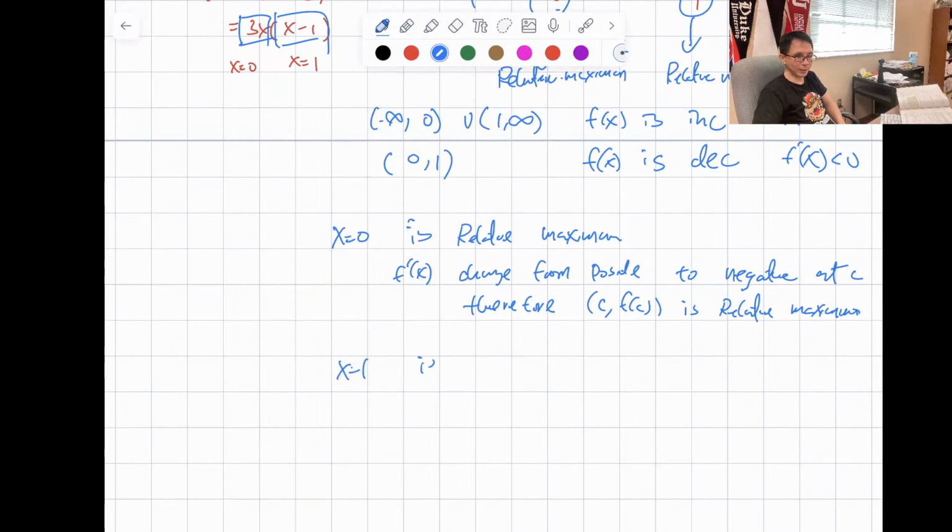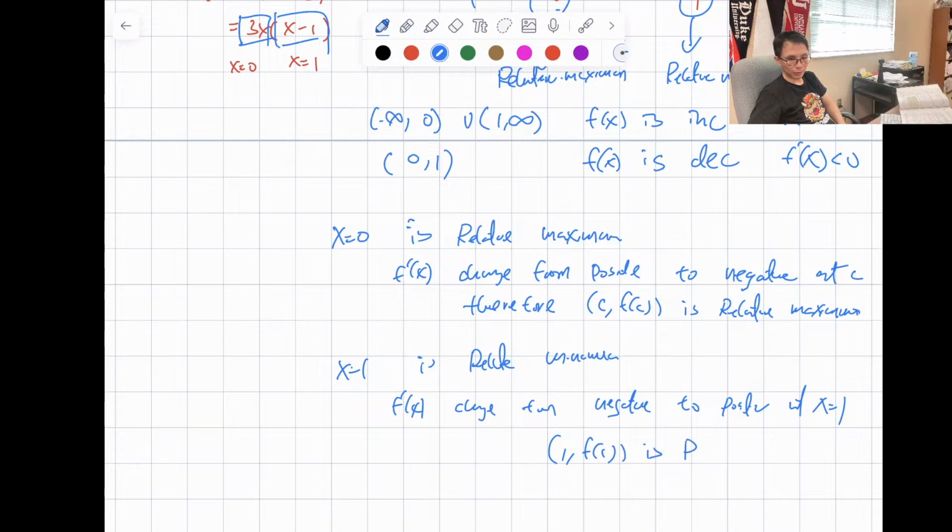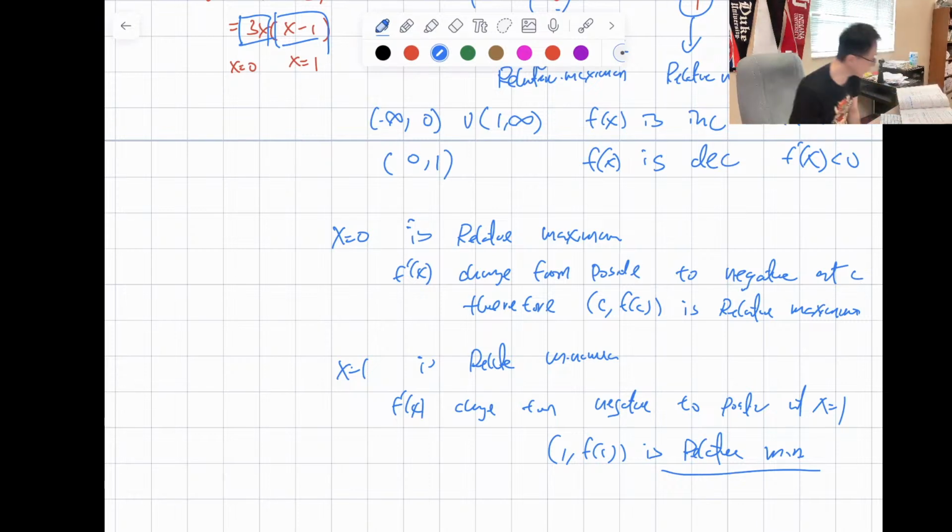Obviously, x equal to 1 is a relative minimum because f prime of x changes from negative to positive at x equal to 1. Therefore, 1 comma f of 1 is a relative min. And that's how you're gonna state it on the exam. Is this okay? Now, as far as the number line test goes, sometimes it can be different. It's not always plus minus plus. It could be different. Okay?